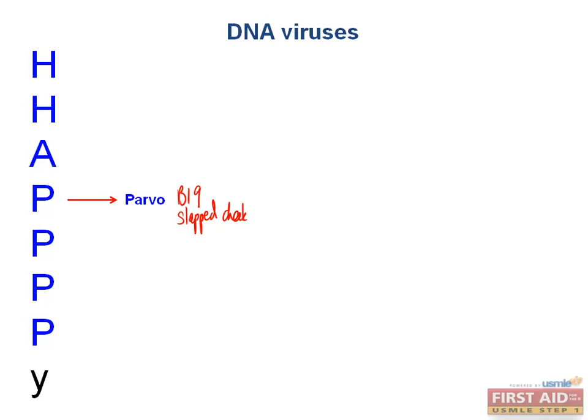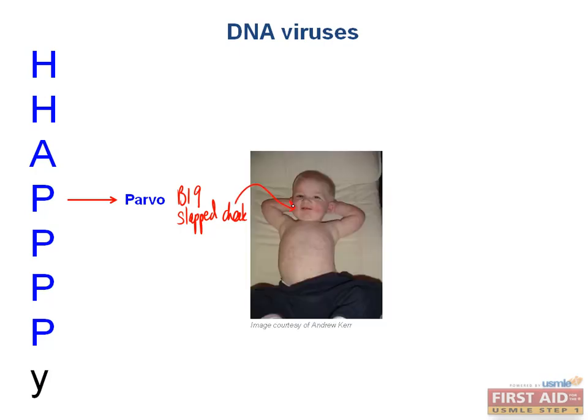Do you know why it is called slap cheek disease? Well, because it is responsible for one of the 5 most common causes of pediatric rashes, known as erythema infectiosum, which also goes by fifth disease. As you can see from this picture, the name comes from the bright red rash that appears on the cheeks of infected children, along with a lacy red rash on the rest of the body.